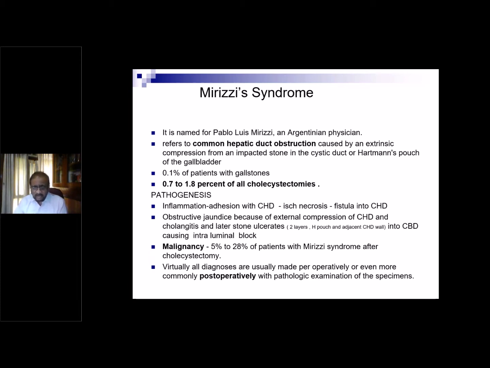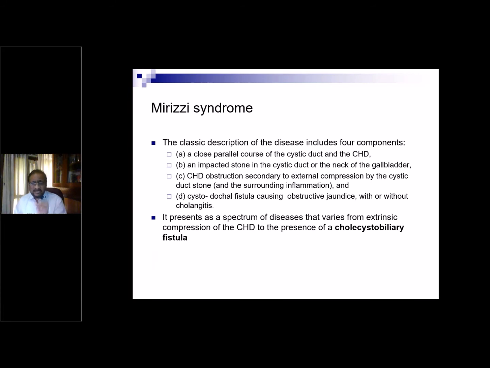And I said earlier, virtually all diagnoses are made per-operatively or even more commonly post-operatively when you get a histology. And why is that? Because pre-operatively, now what you're seeing is a stone which is impacted in the CHD. You just write down stone in CHD and write Mirizzi syndrome query. But when you find a stone inside the CHD, the diagnosis is called choledocholithiasis. The definition of the fistula between the two is not easily discernible on a pre-operative investigation.